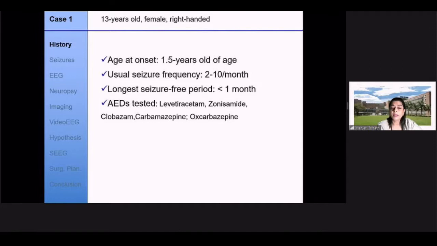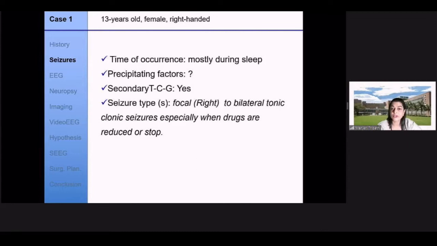90% of the episodes occurred in sleep. She had been tried on many, many drugs. She had been started on carbamazepine, valproate, oxcarbazepine, zonisamide, levetiracetam. And none of the drugs had actually produced any benefit, which is when she sought to travel a long distance to show us. There were no precipitating factors except sleep. So sleeping at any time of the day or even the night would provoke episodes.